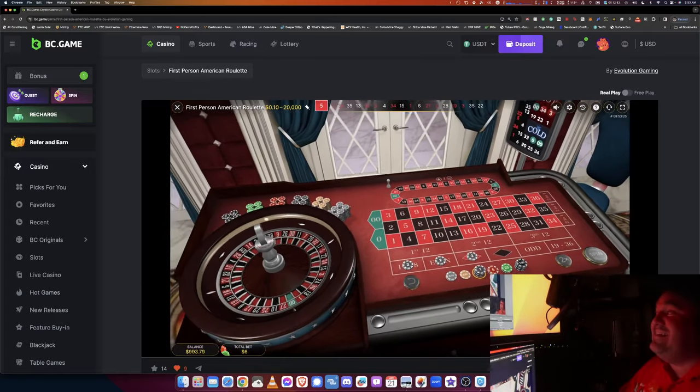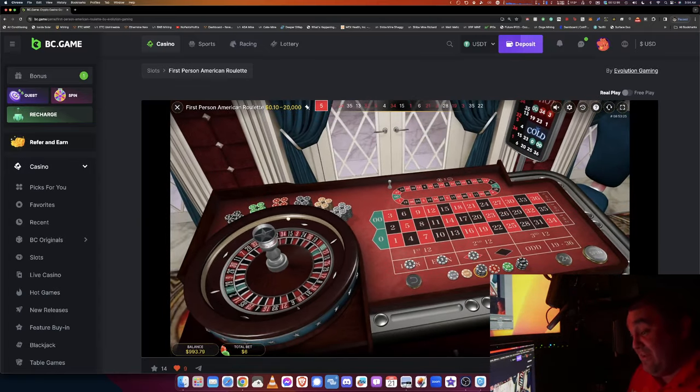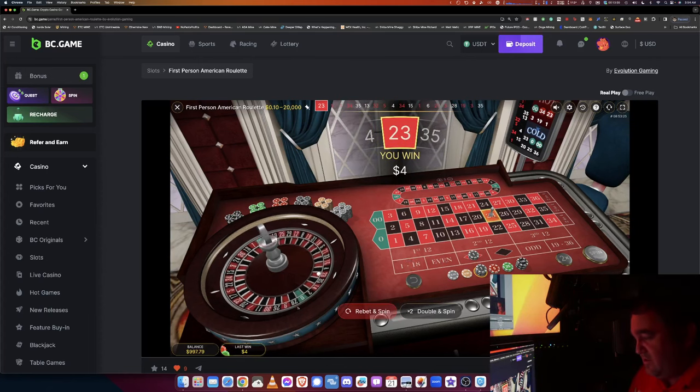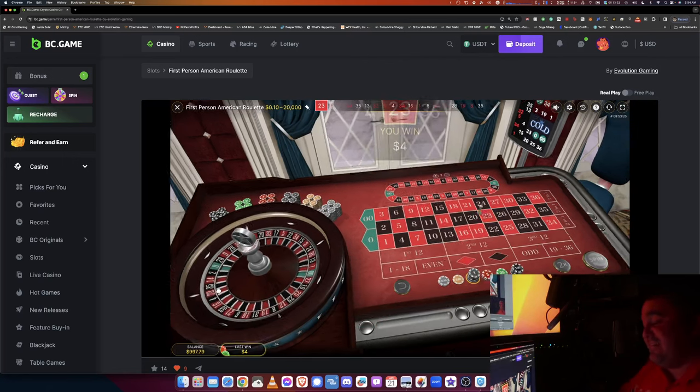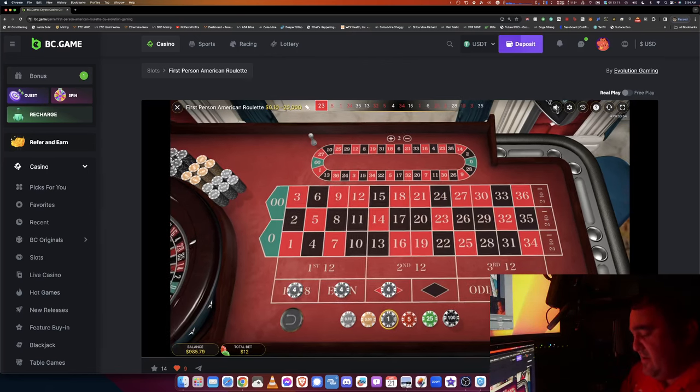Again, I'm meeting the table minimum. Maybe we'll go to the $10 one. Not that I'd ever play a $10 table, because I just walked away. I saw that at the casino. I walked away. Perfect. So we only hit on one. So we made a $6 bet, and we won $4 on that $6 bet. So you know what we're going to do? We're going to double it. So now we're betting even more.